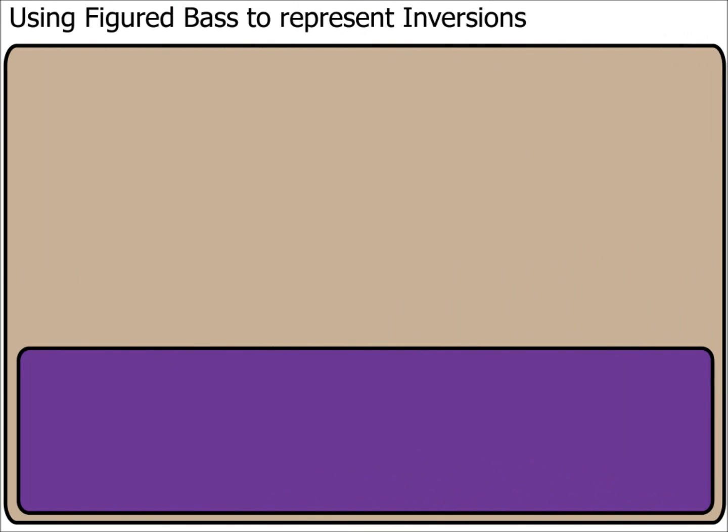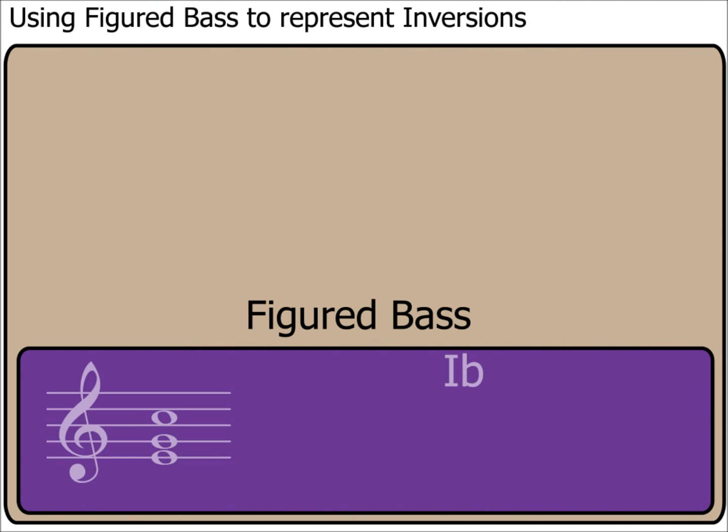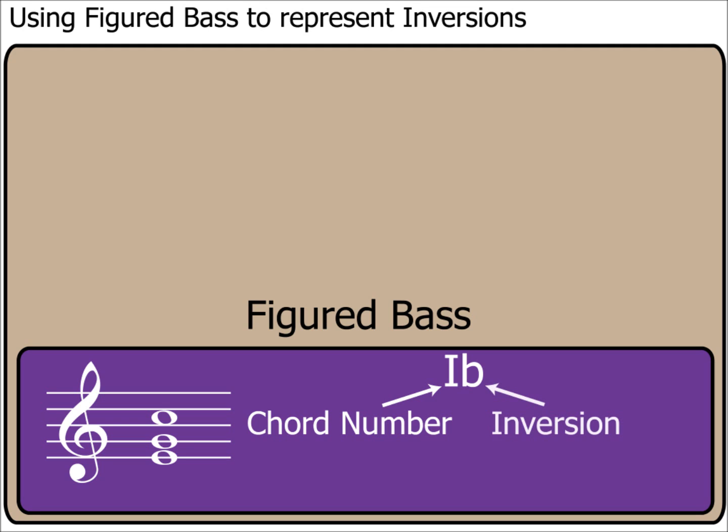Figured bass is a system of representing chords and their inversions instead of the combination of Roman numerals and letters, such as 1B for this chord in C major, that I demonstrated in part 5 of this series of videos on chords. The Roman numeral details the chord number, in this case chord 1, whereas the letter shows the inversion, in this case first inversion, represented by the letter B.